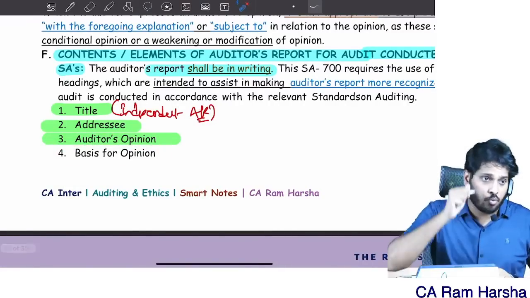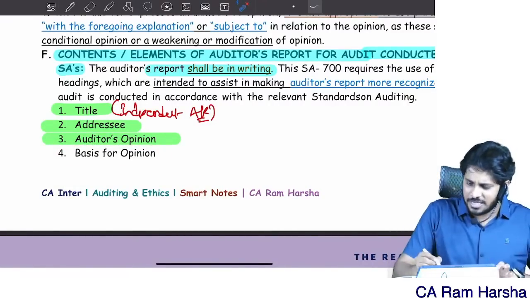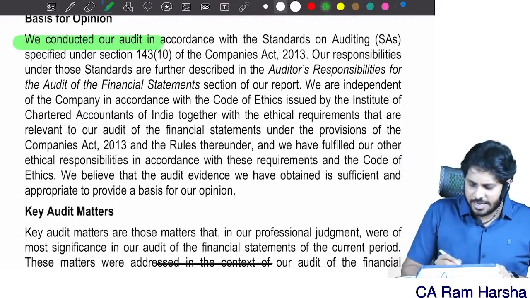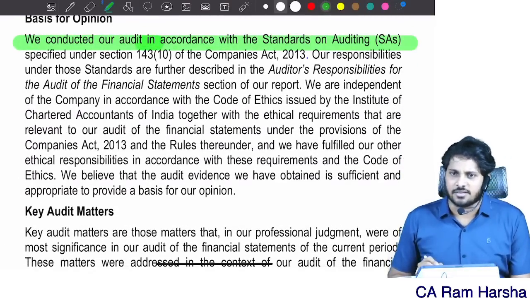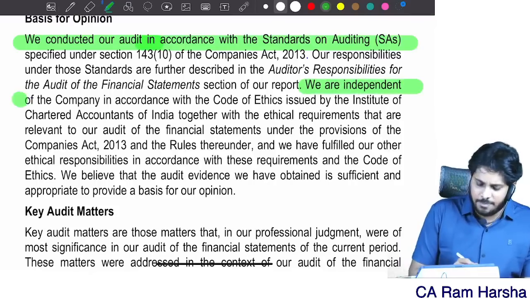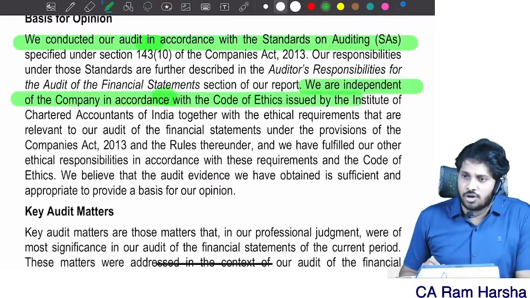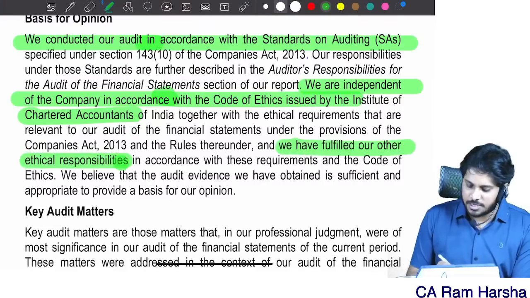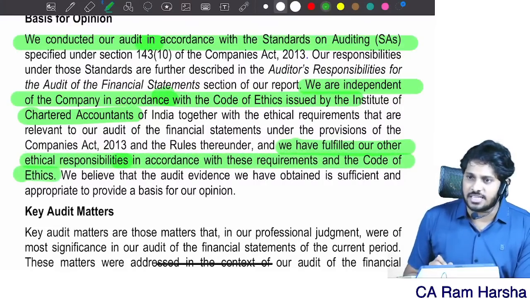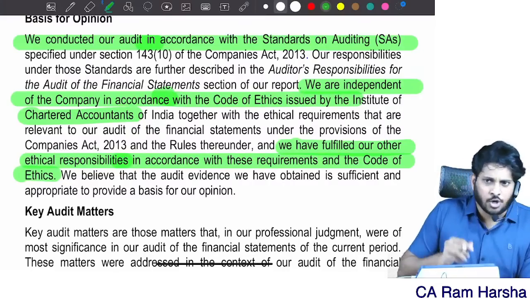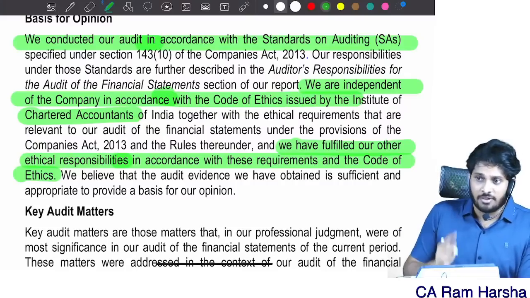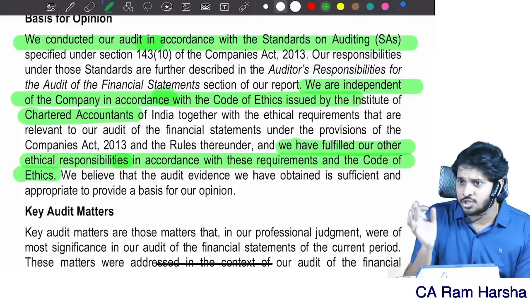You are asking me, what is the basis for unqualified? The basis is very simple. The basis is, we conducted our audit in accordance with the standards on auditing. And we are independent of the company in accordance with the code of ethics issued by ICAI. And we have fulfilled our ethical responsibilities in accordance with the code of ethics. We are just telling people, you are asking me what is the basis for my opinion, right? Look, I gave unqualified opinion. For unqualified opinion, there is no specific reason.